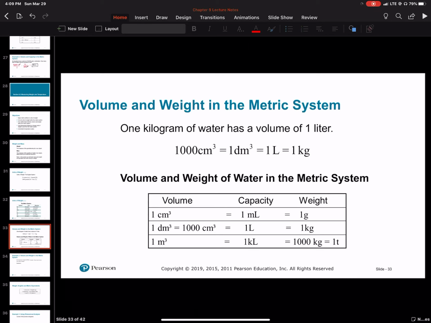We have 1 cubic decimeter is equal to 1,000 cubic centimeters, which is equal to 1 liter, which is equal to 1 kilogram. Now we have 1 cubic meter is equal to 1 kiloliter, which is equal to 1,000 kilograms, which is equal to 1 metric ton. And we'll talk about what a metric ton is next, after we do our first example.